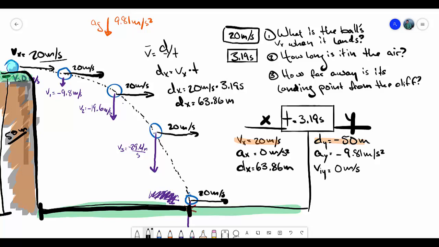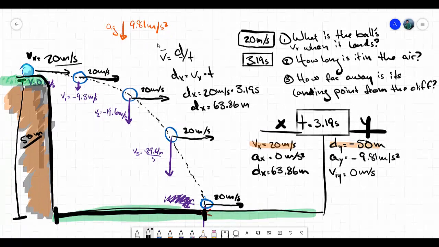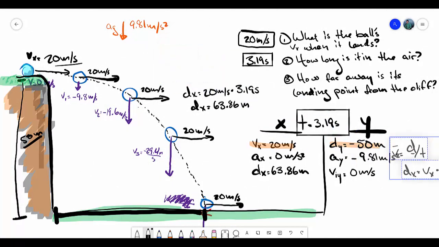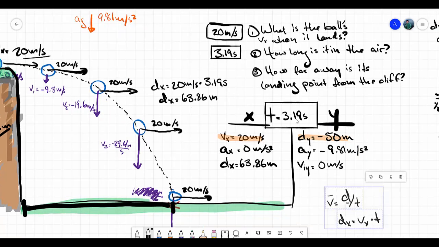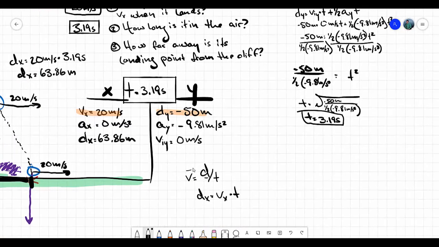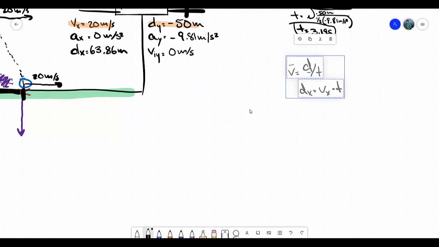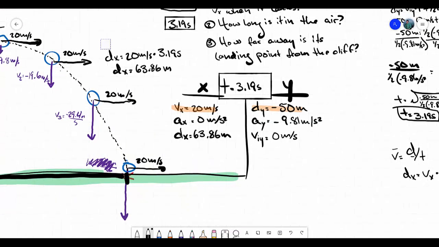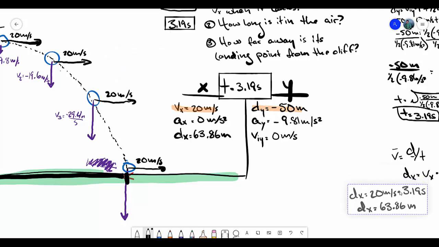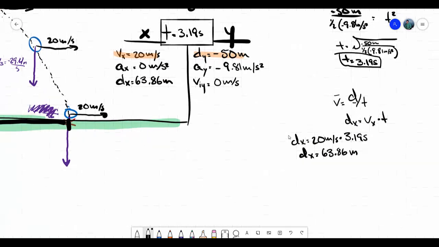63.86 meters. I'm going to kind of move this work over. Move these guys down here off to the right, off to the side. Okay. So we're too cluttered over here.